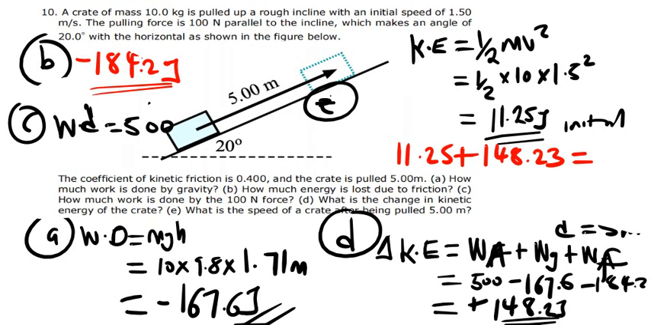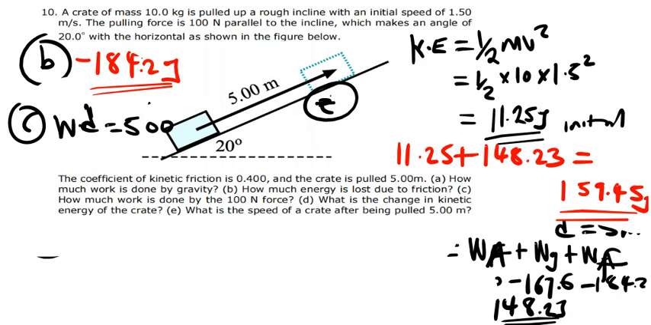Now if I add 148.23 plus 11.25, I'm getting 159.45 joules. Let me just write it down. 159.45 joules. So that is the kinetic energy. Therefore now I can replace to find out what the velocity was at that point.